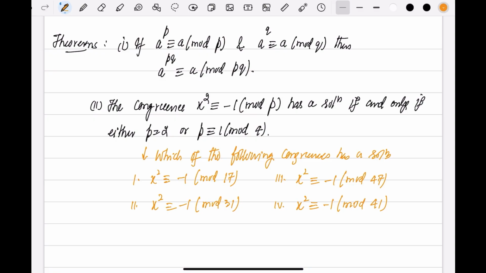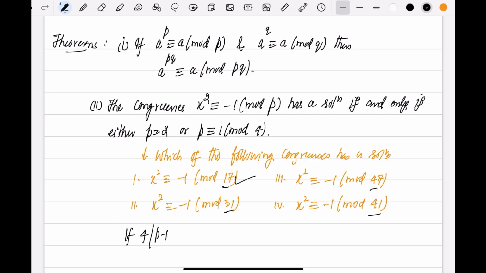Now we have to check quickly in the examination, within half a minute or a minute, which of these following congruences has a solution. We just have to compare this with x^2 congruent to -1 mod p. Now it has a solution if p is either 2 or p is congruent to 1 mod 4. Now we know that p is equal to 17, 31, 47 and 41. So 2 is not a case. And the second case is we need to check if 4 divides p minus 1.